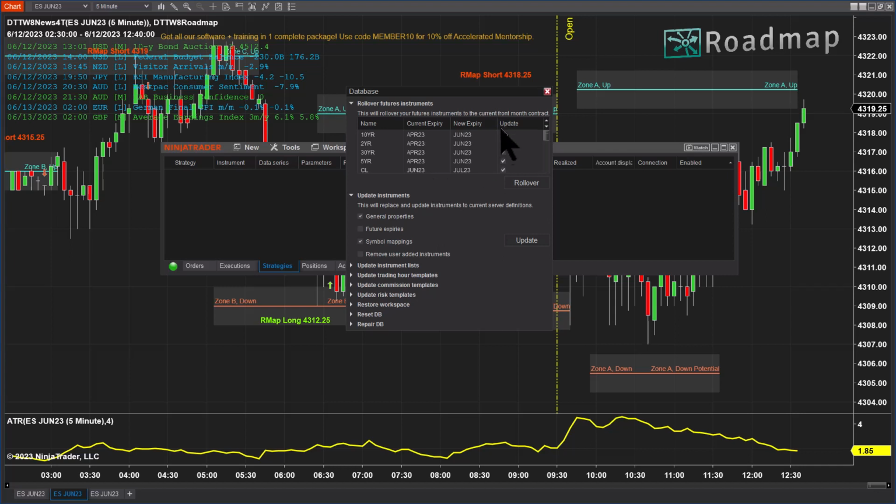So make sure that everything here is checked off, and if you want, you can add futures expiries here, so you're adding into the future any additional changes that are made. We can click update or roll over, and all the charts that you currently have will automatically roll over. So remember to choose update first and then choose rollover.